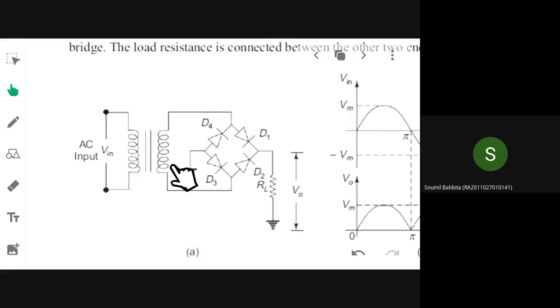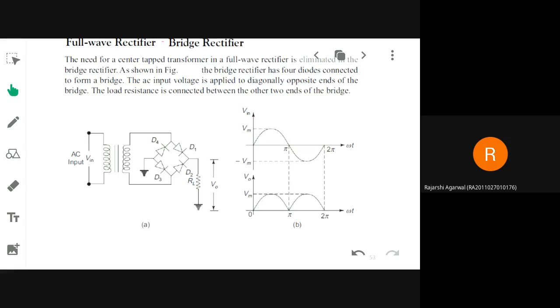So instead of a center tapping, if you want to go for a single two winding transformer, then the option is the bridge rectifier. And as you can see, this is your bridge, which has 4 arms. So how many diodes are present? Each arm has one diode. So how many diodes are present in a bridge rectifier? 4 diodes. So diagonally opposite diodes will be put into conduction here.